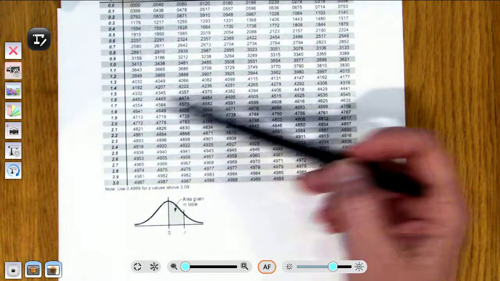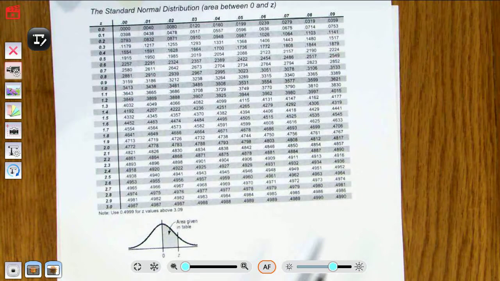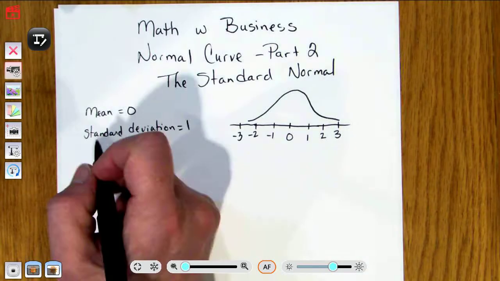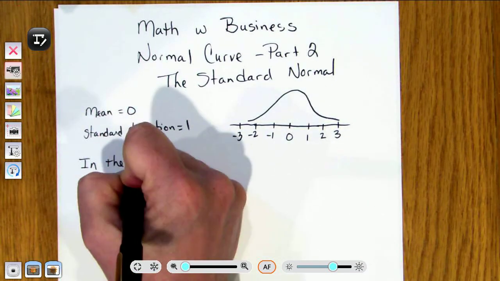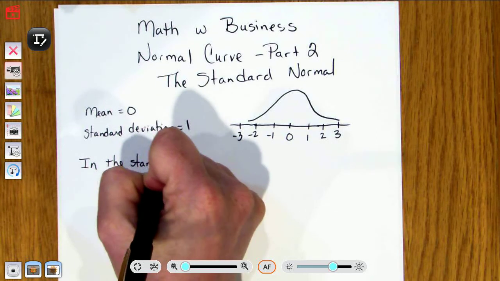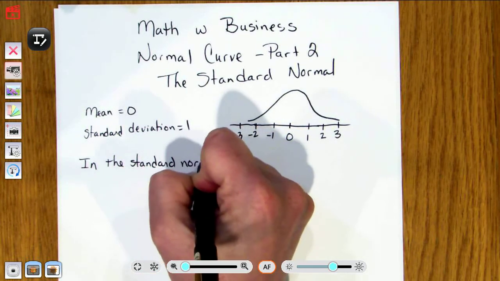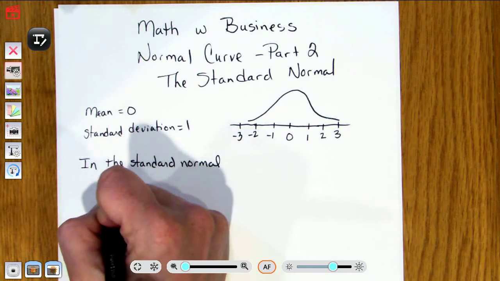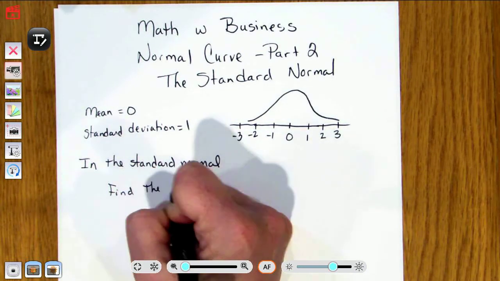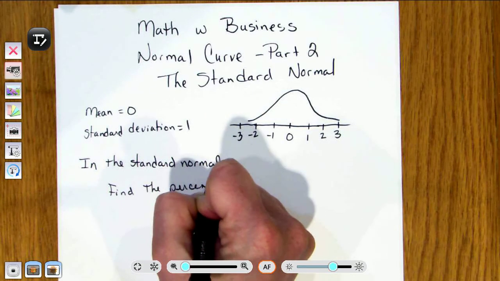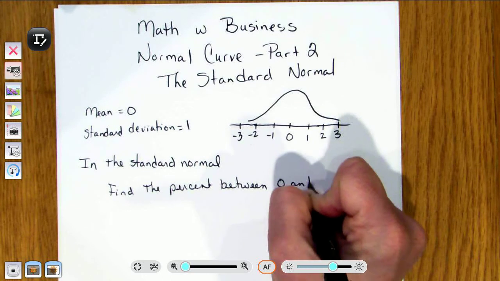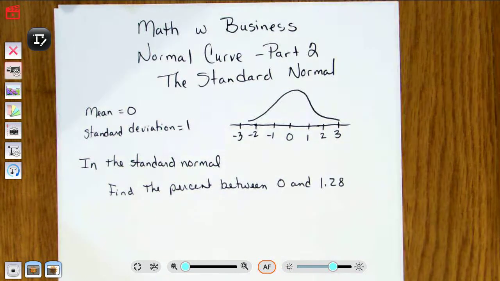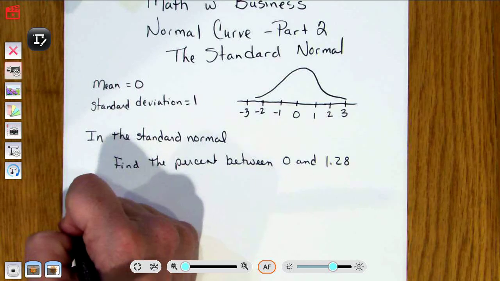So we are able to do just about any value to 2 decimals. I'm just going to jump right in, dealing with the standard normal. All of the examples in this video will be in the standard normal. In the standard normal, I want to find the percent between 0 and 1.28.